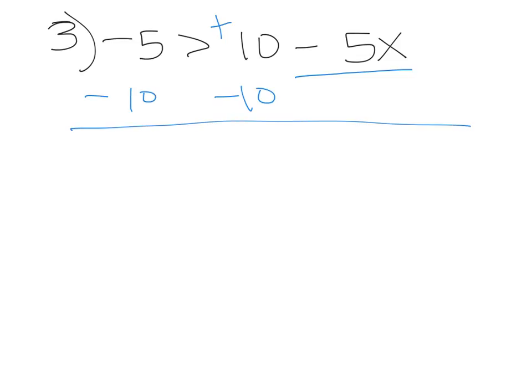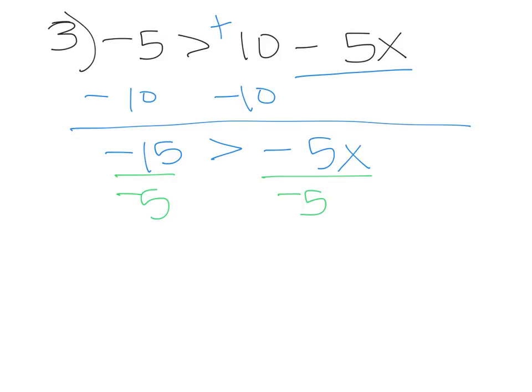Negative 5 minus 10 is negative 15, is greater than negative 5x. At this point, we're going to divide both sides by negative 5. Now notice I just divided both sides by a negative, so you should be telling yourself we have to flip the sign in our answer. Negative 15 divided by negative 5 is 3, and we get 3 is less than x.